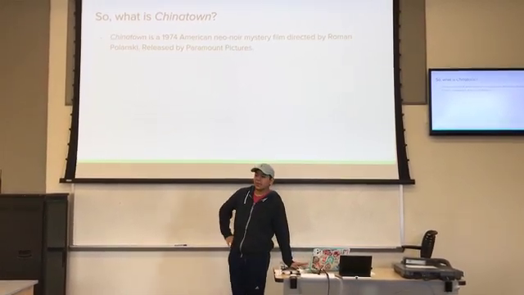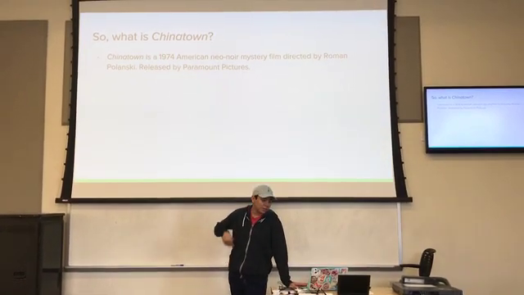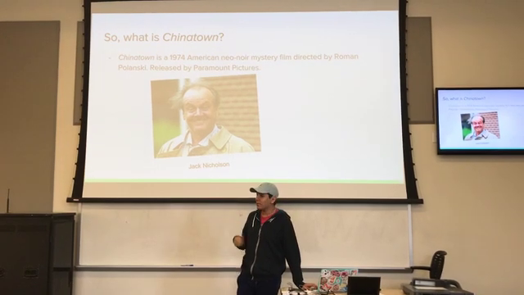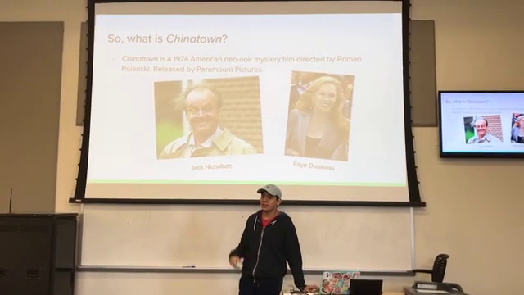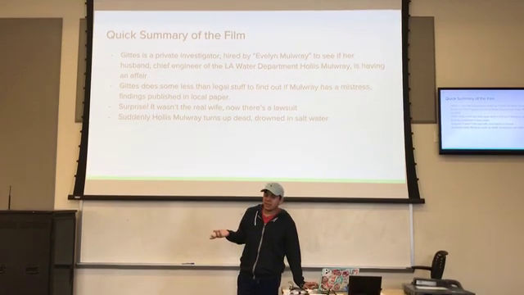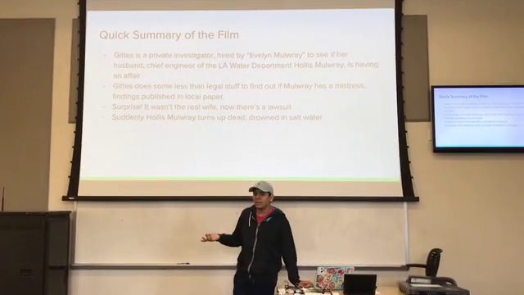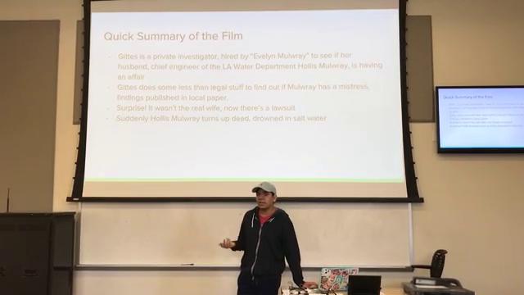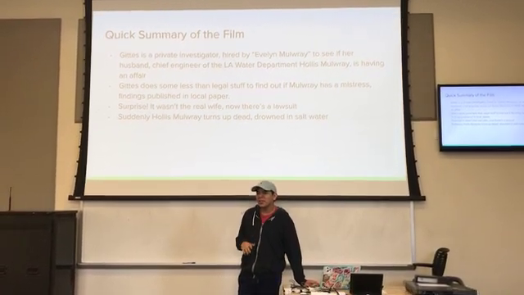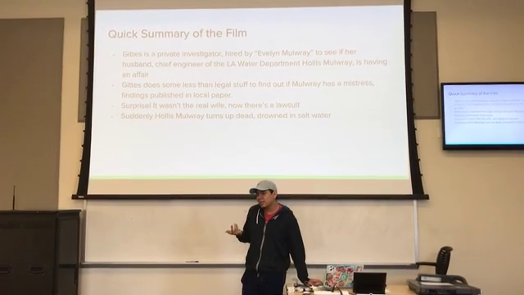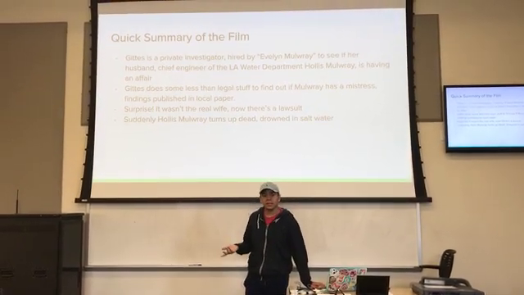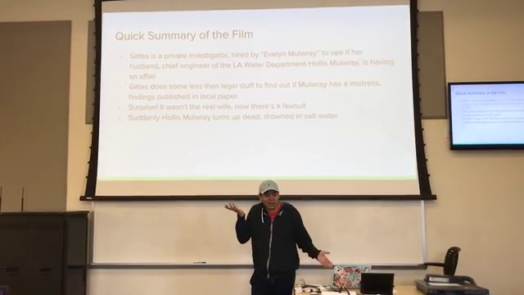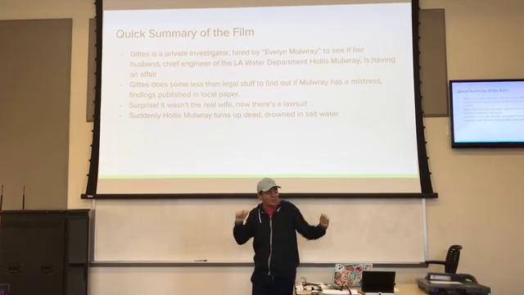But let's continue. Anyway, what is Chinatown? Well, Chinatown is a 1974 American neo-noir mystery film directed by Roman Polanski and released by Paramount Pictures. It stars Jack Nicholson as J.J. Gittes, my favorite actor by the way, and Faye Dunaway as Evelyn Mulwray. As a quick summary of the film, Gittes is a private investigator hired by Evelyn Mulwray to see if her husband, chief engineer of the LA Water Department, is having an affair, and he does some less than legal stuff to figure out if Mulwray has a mistress, but he finds out he does and publishes the findings in the local paper. And surprise, it wasn't his wife that hired him, it was actually some actress, and now Hollis Mulwray is dead. So the movie starts.